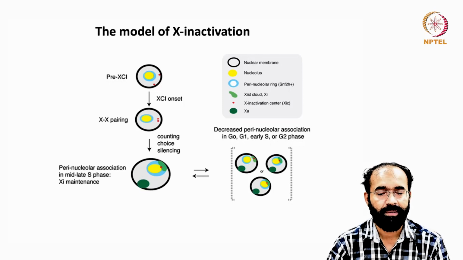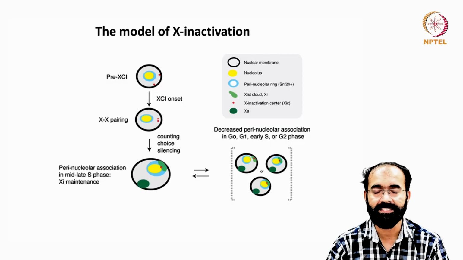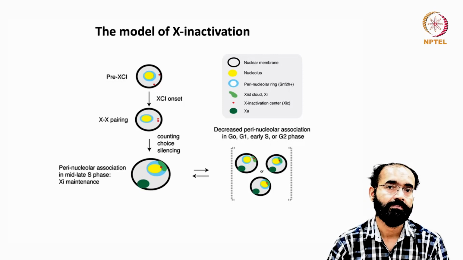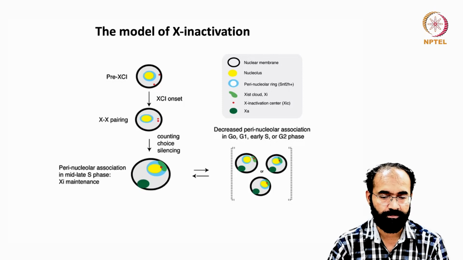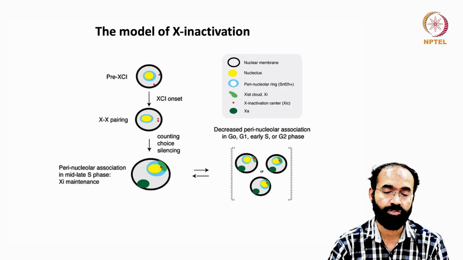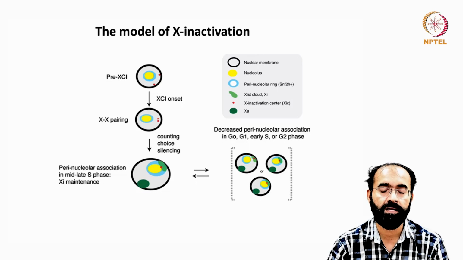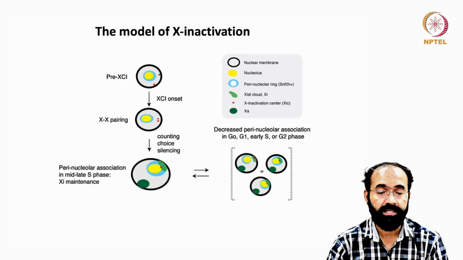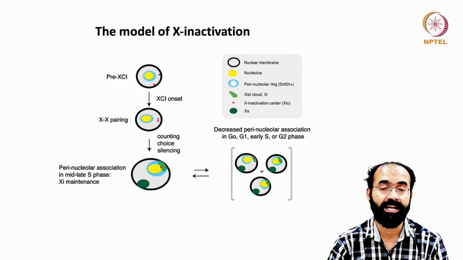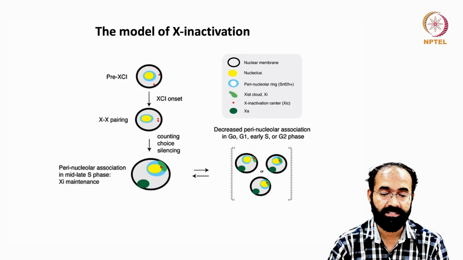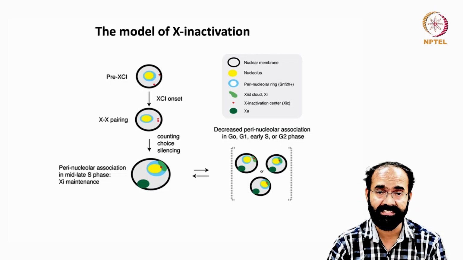So you have pre-X chromosome inactivation. That means both X chromosomes are given equal strength, equal bias to express. That is pre-X chromosome inactivation. Once X chromosome inactivation is onset, then there has to be a pairing. Like you can hear, they are separately present. The blue and yellow dots are nucleus and nucleolus, and they are now counting. They are paired. Now XX pairing is happening, and their counting happens, and then the choice of silencing also happens.